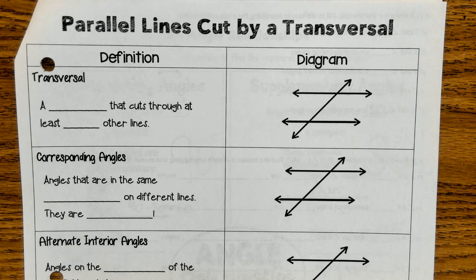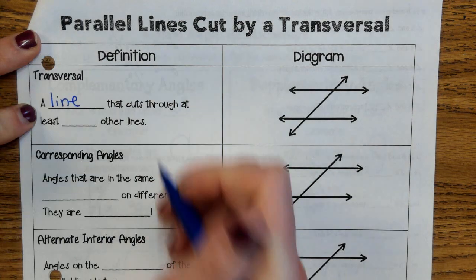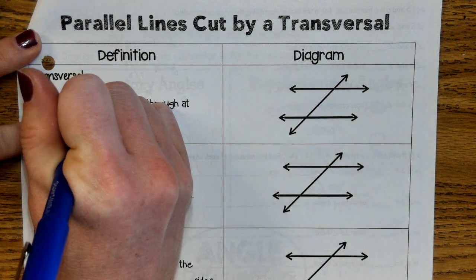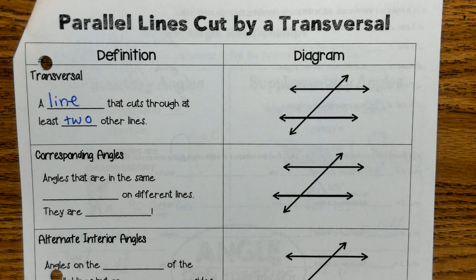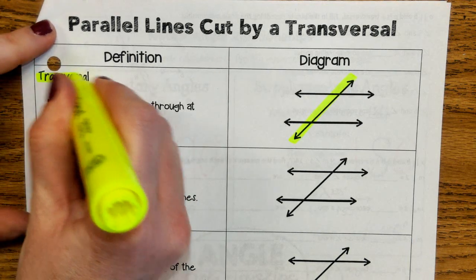Alright, a whole bunch of vocabulary words. First word is a transversal. A transversal is a line that cuts through at least two other lines. So, this is my transversal. We need three colors, right?